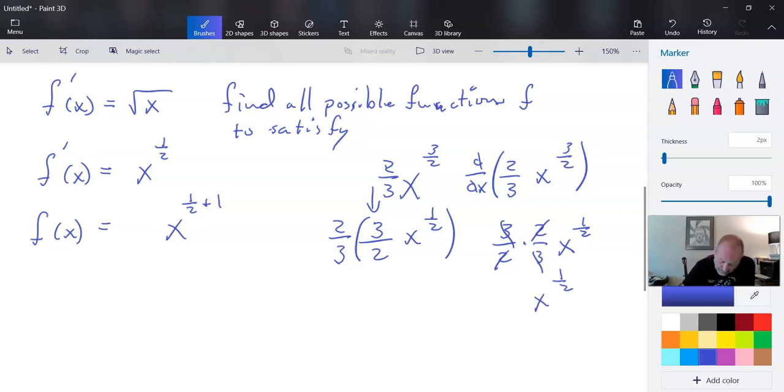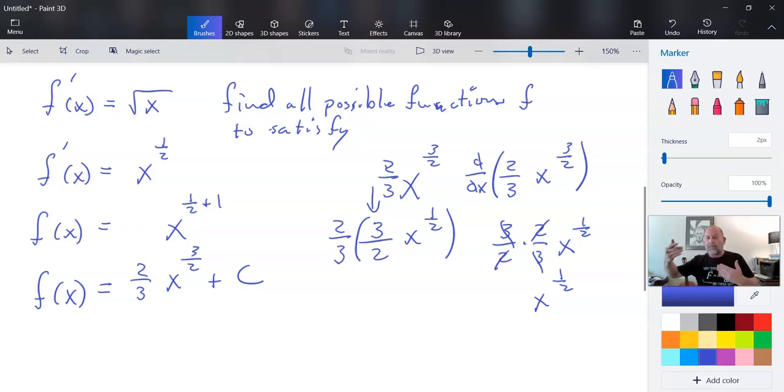Okay, so that means that my complete original function and every representation of every possible function would be 2/3 x to the 3/2 plus some constant, right? Because when I take the derivative of the constant, it would go away. So we have to put it back in just as a placeholder to make sure we understand that it could have been something else.